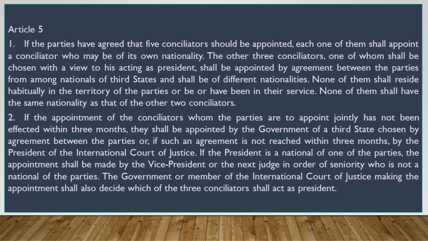2. If the appointment of the conciliators whom the parties are to appoint jointly has not been effected within 3 months, they shall be appointed by the government of a 3rd state chosen by agreement between the parties or, if such an agreement is not reached within 3 months, by the President of the International Court of Justice. If the President is a national of one of the parties, the appointment shall be made by the Vice President or the next judge in order of seniority who is not a national of the parties. The government or member of the International Court of Justice making the appointment shall also decide which of the 3 conciliators shall act as president.